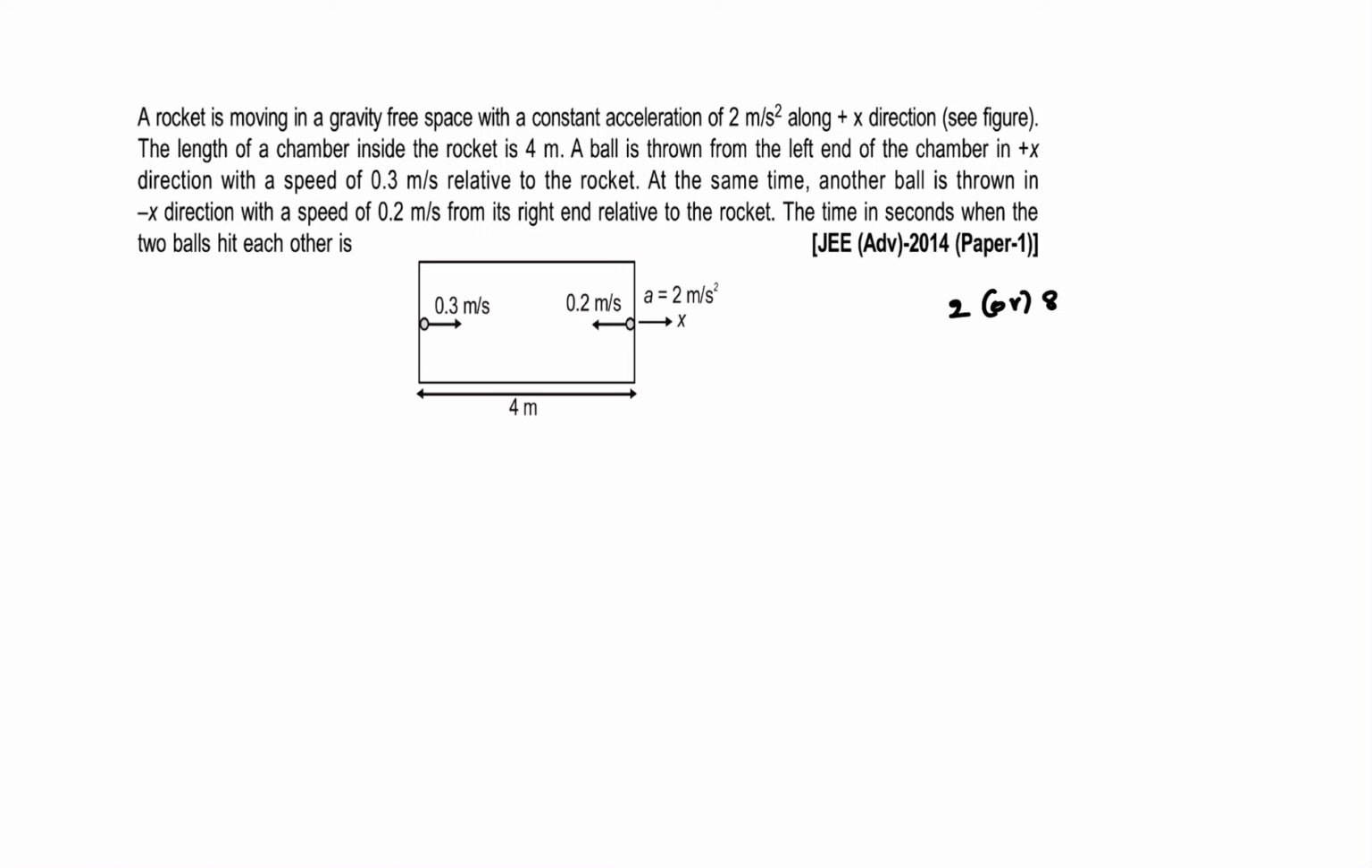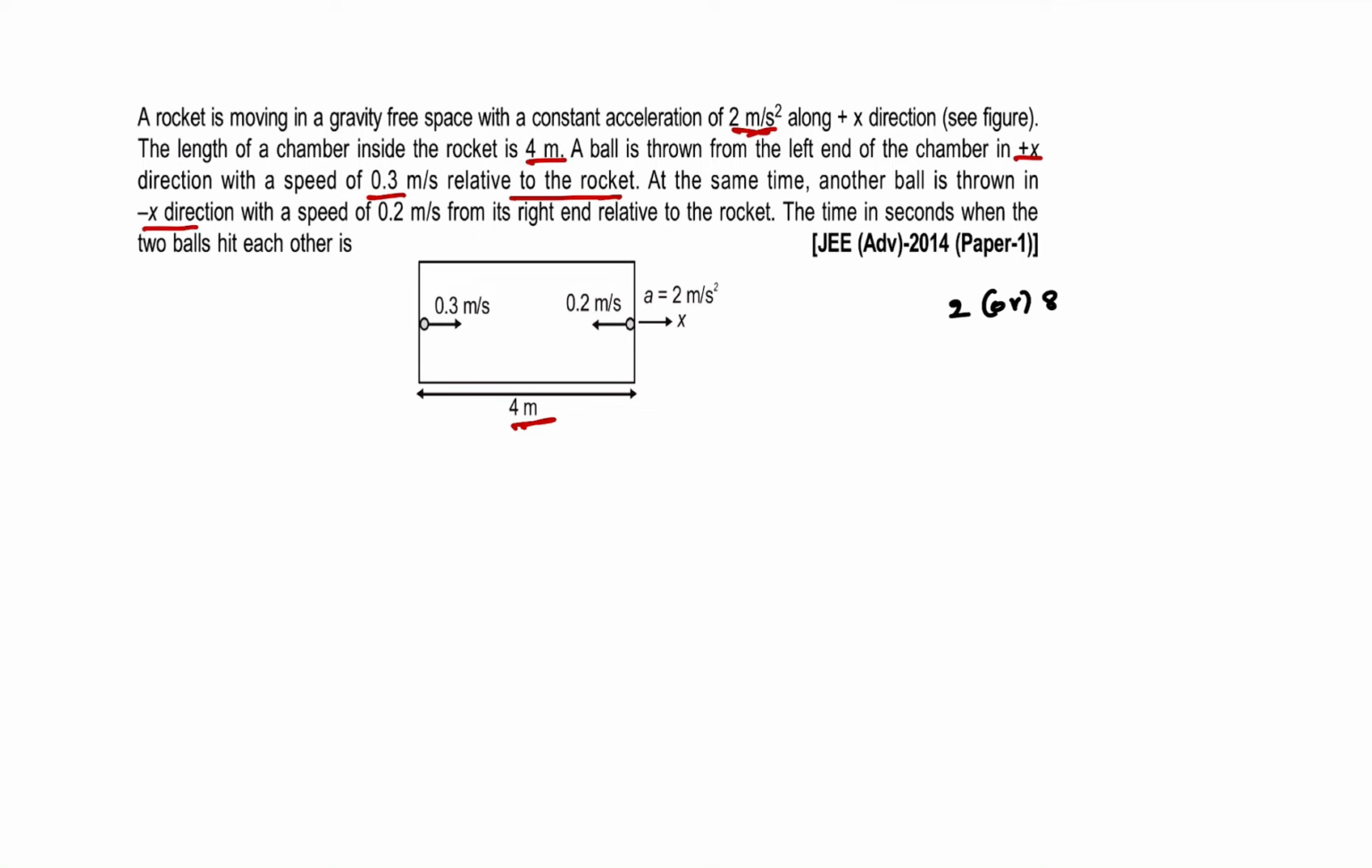Next one, this is a JEE Advanced question asked in 2014 paper 1. A rocket is moving in gravity free space with a constant acceleration 2 meter per second square along positive x direction. The length of the chamber inside the rocket is 4 meters. You can see the diagram also they have given. A ball is thrown from the left end of the chamber in the positive x direction with a speed of 0.3 meter per second relative to the rocket.